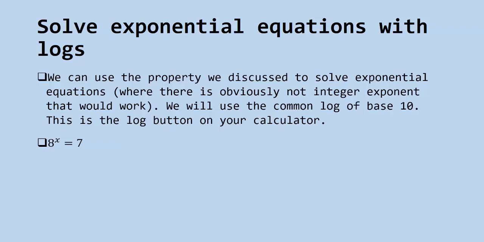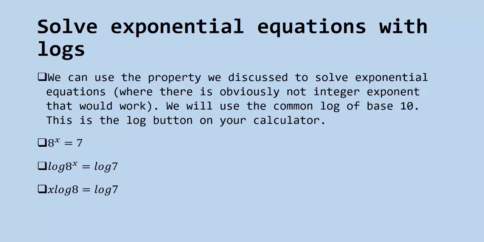But we can take the log of both sides of this equation. It's just like any other algebraic property. If we do it to one side, we can do it to the other. So here it is, log of 8 to the x equals the log of 7. Now we're going to use our property. We're going to bring the x to the front. x times the log of 8 equals the log of 7.